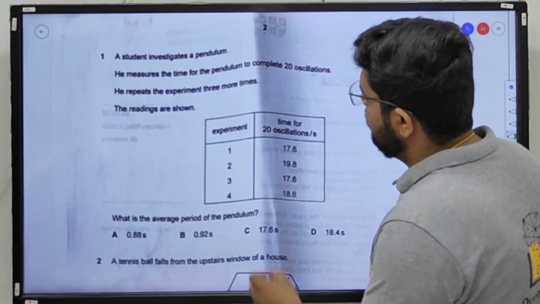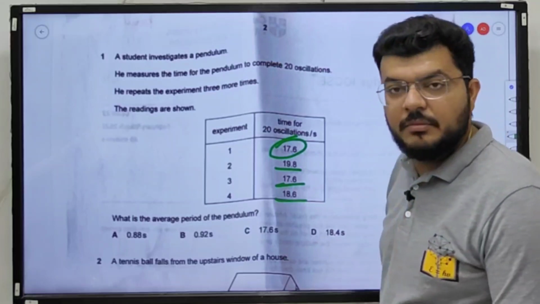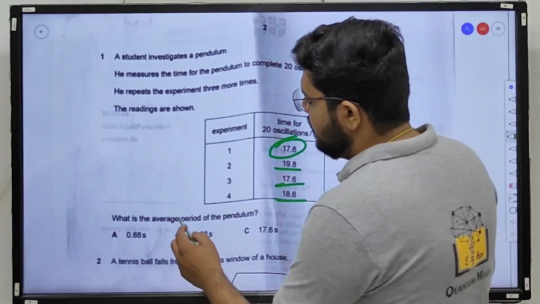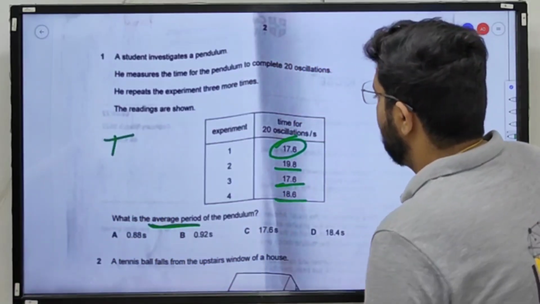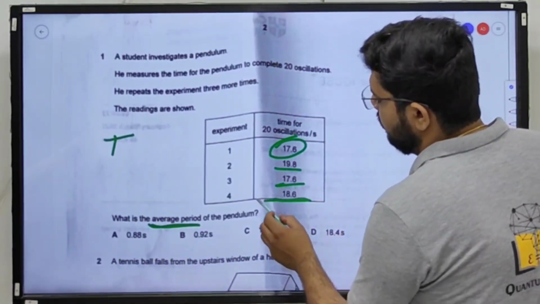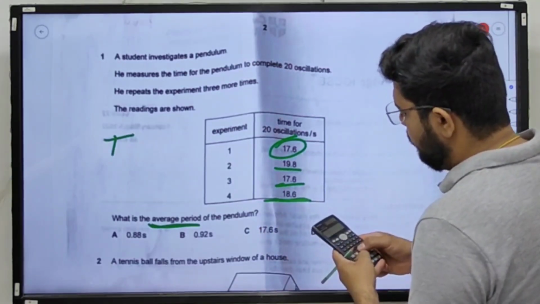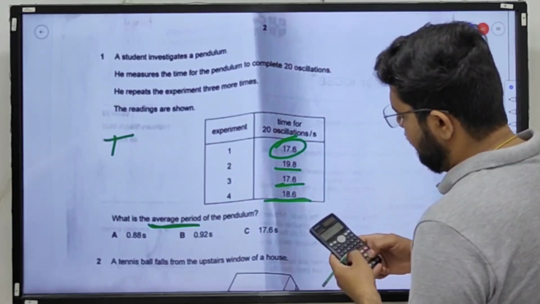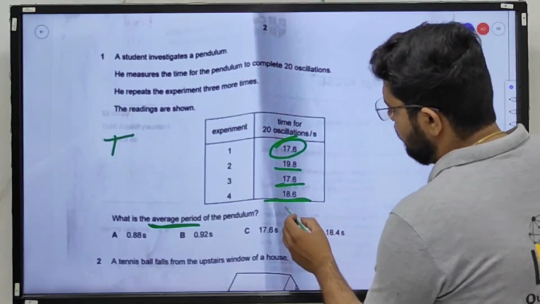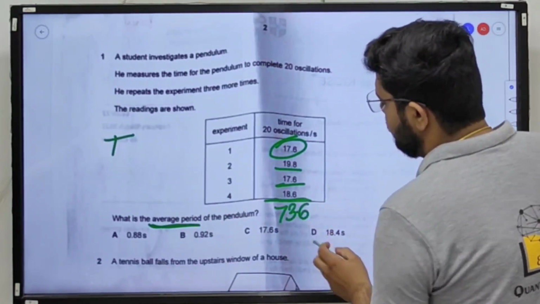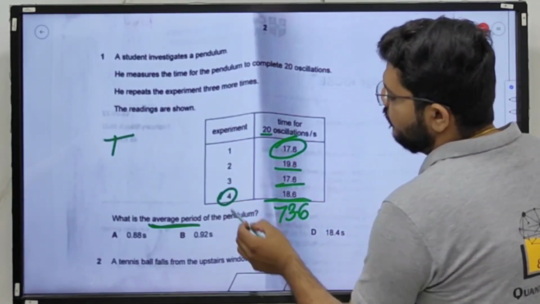So coming back to the question, 20 oscillations is taking 17.6, 19.8, 17.6 and 18.6 seconds. What is the average period of the pendulum? What is the average period? The time period. So the first thing I will do is add them all, because I want to find the average. So 17.6 plus 19.8 plus 17.6 plus 18.6 will give me 73.6, and this is the time for 20 oscillations, 4 times.